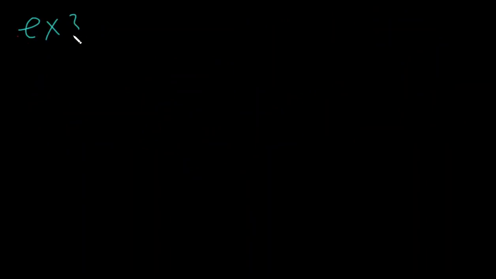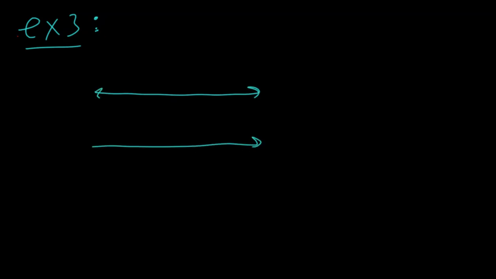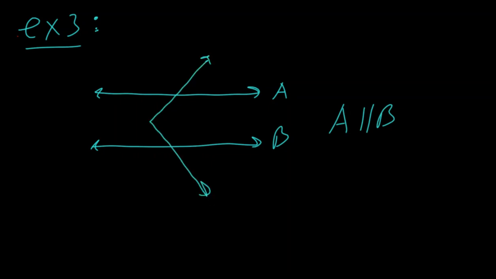Here we have example 3, and this is going to be inarguably the trickiest version of these problems. So here we go. Let's say I give you two lines, and I know in your head you're saying, Mister, they gotta be parallel, and you're right. So we'll say A is parallel to B. But I'm going to draw some kind of weird lines right here, something like this.